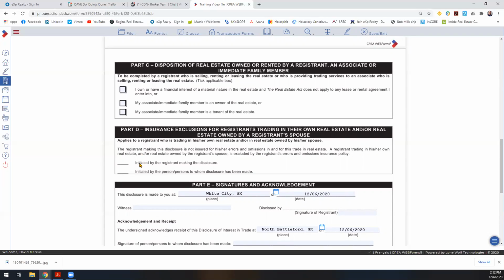And there's two spots in here. The first one says initialed by the registrant making the disclosure. So that would be me in this case. I would be initialing here. And the second part says initialed by the person to whom the disclosure is made. So that would be Sally Seller if I was buying the property.